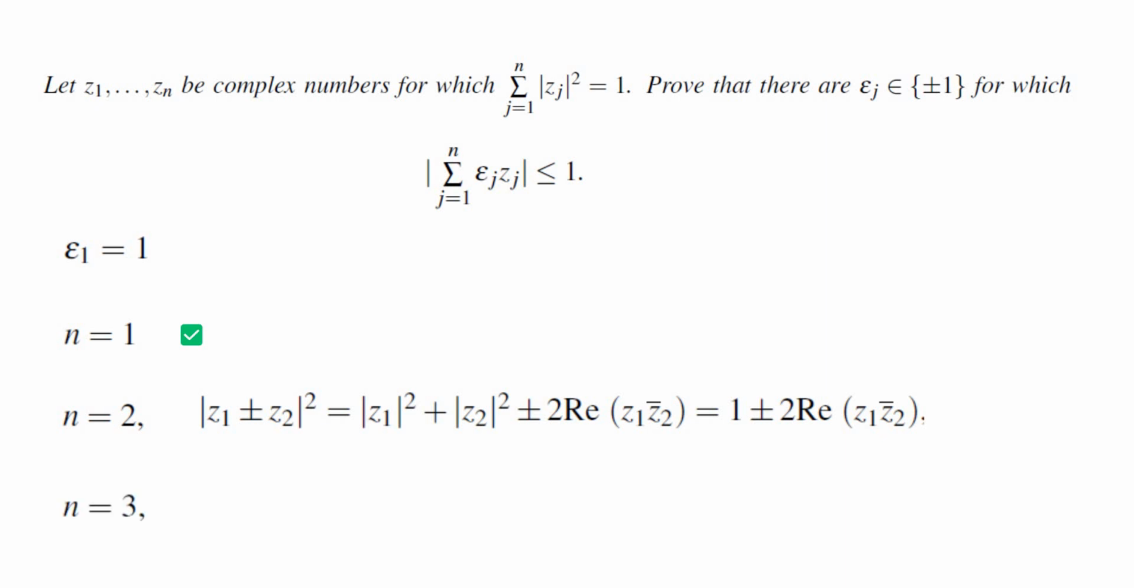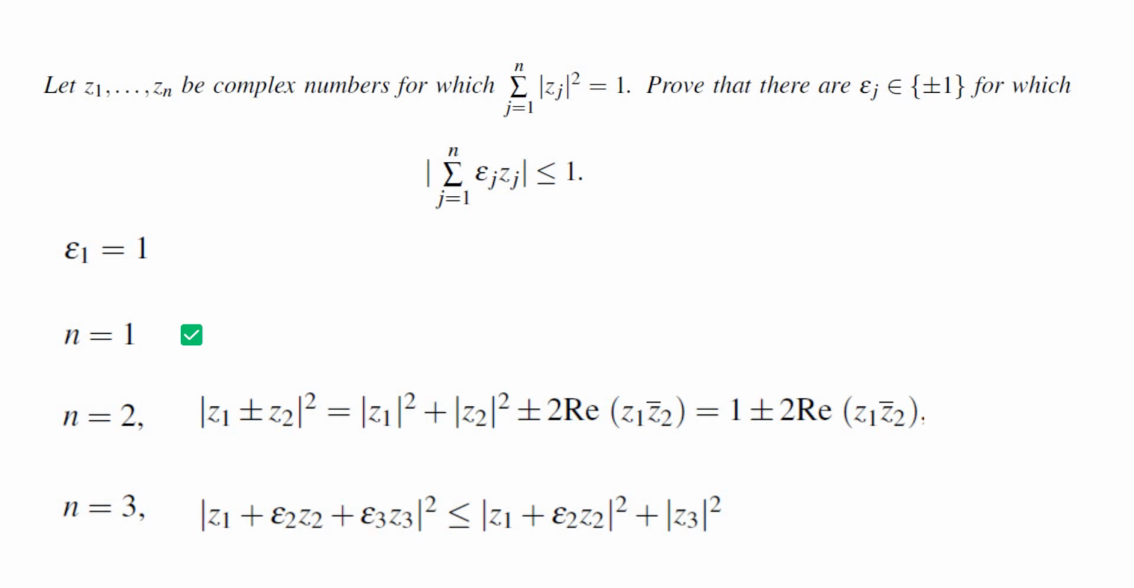For n equals 3, things get a bit more complicated because expanding that gives you a lot of different terms. However, if we could somehow use the case n equals 2, and write down that the absolute value of z1 plus epsilon 2 z2 plus epsilon 3 z3 squared is less than or equal to the first term plus the second term squared, then we could use the inductive hypothesis for n equals 2 and we would get the result. So how do we deal with that?